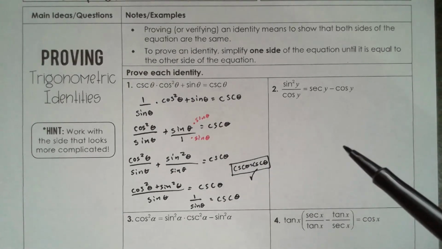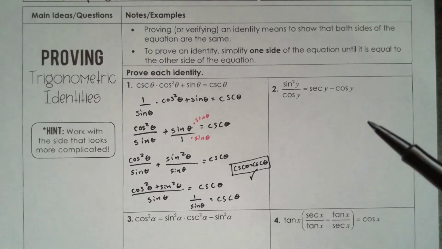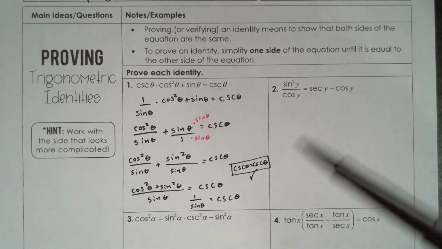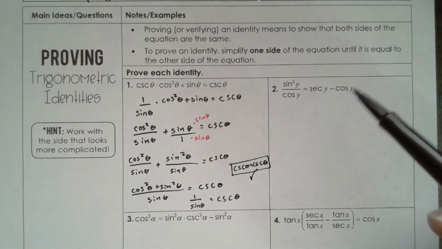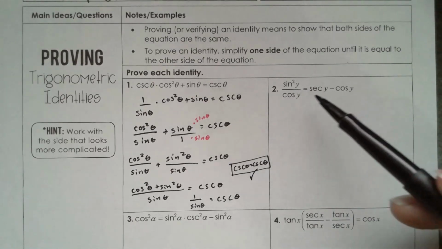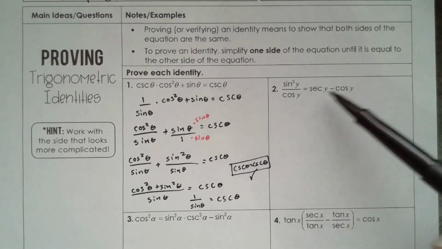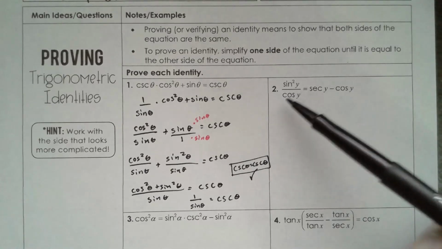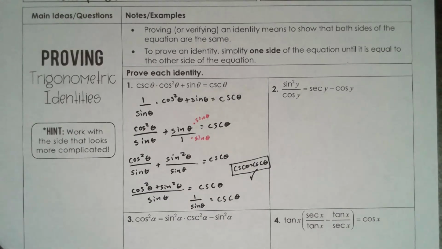For number 2, I guess you might argue that both sides look complicated. I'm just going to go ahead and tackle the left side here because it's sine and cosine. It's something that I'm more familiar with working with. So I'm going to try to make this side look like the right side. Okay. Let me see. I need secant theta, I need cosine y, and right here I have a cosine y in the denominator. So what I'm going to do then is apply an identity here.